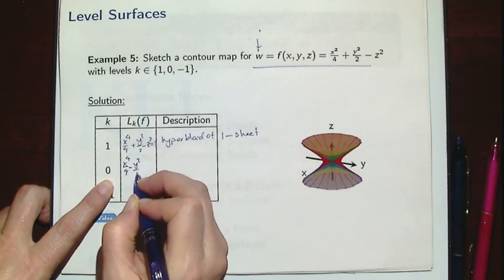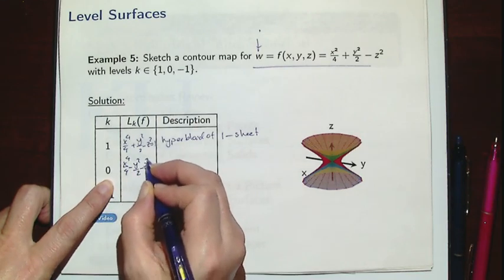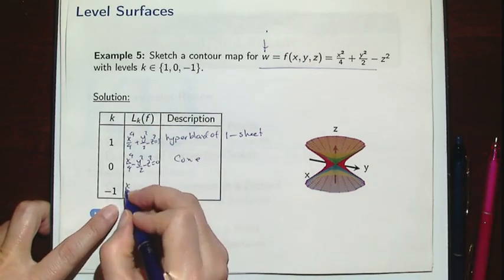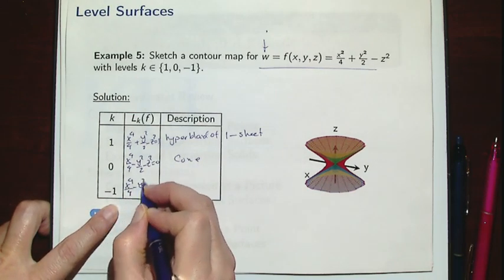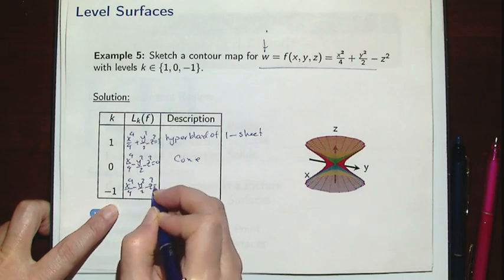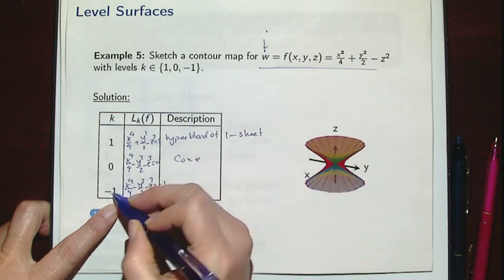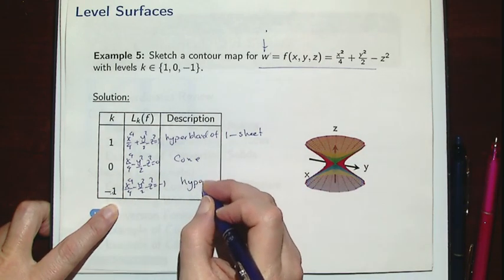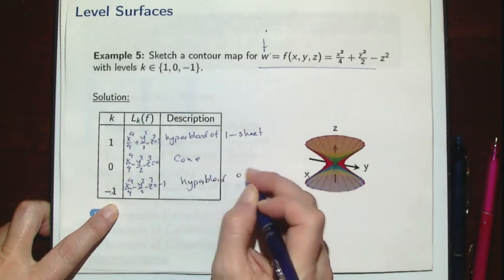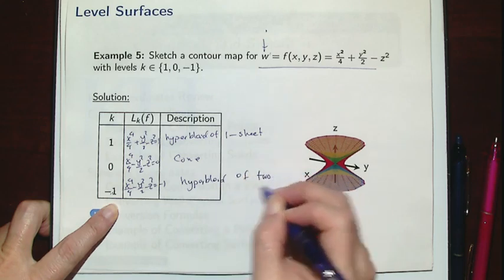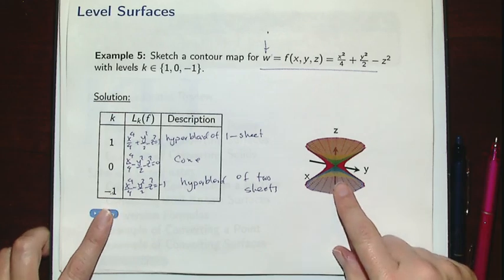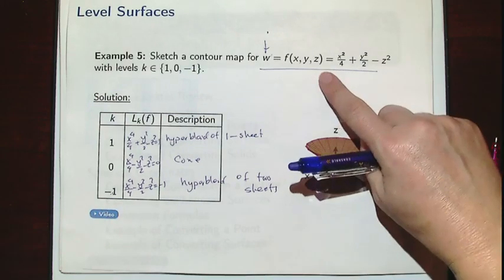What shape is that? Are we good with that? Cone. Then x to the 4th over 4 plus y squared divided by 2 minus z squared equal to negative 1, because negative 1 goes in here, and that's a hyperboloid of 2 sheets. So the contour map looks like this, basically, for this function.